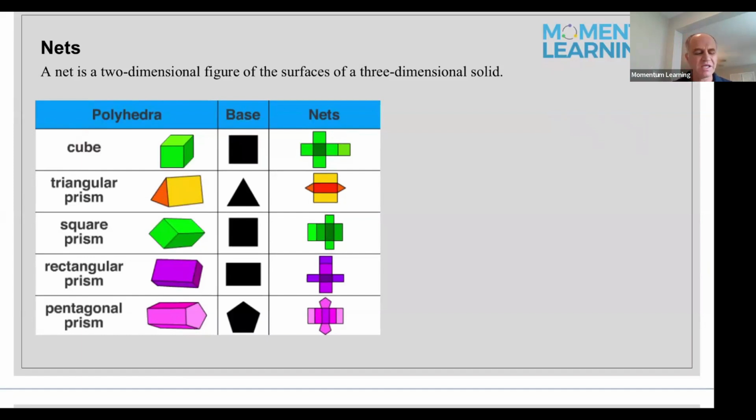Okay, so they have a base and altitude. According to the base, they will be named. This cube has a base as a square, so that is called a cube. Triangular base, and when we open these bases, and when you fold up those figures on nets, you will get again this polyhedra. You will get this solid.